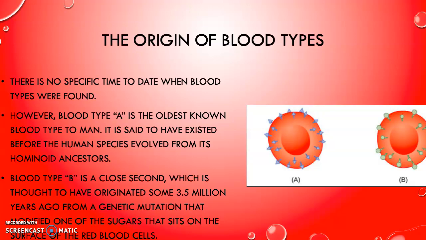To start off, for the origin of blood types, there is no specific time or date when the blood types were found. Blood type A is the oldest known to man, however. It's said to have existed before the human species evolved from its hominoid ancestors, and blood type B is actually a close second to it, which is thought to have originated some 3.5 million years ago, around like the dinosaur times, from a genetic mutation that modified one of the sugars that sits on the surface of the red blood cells.